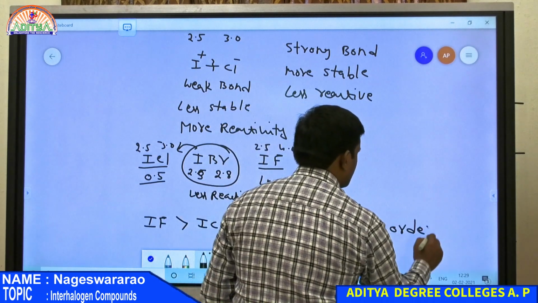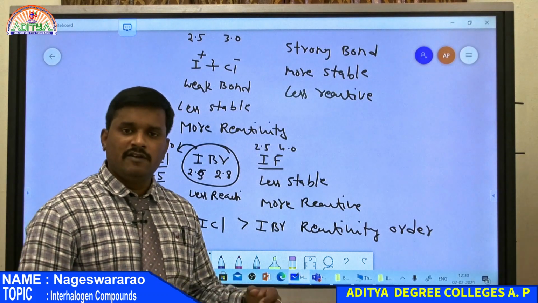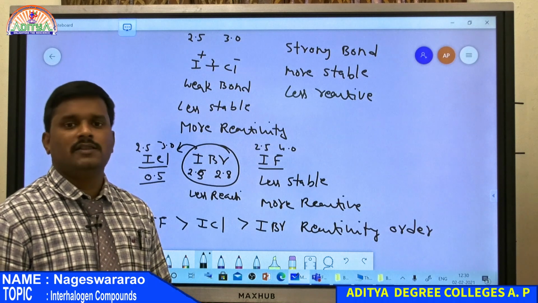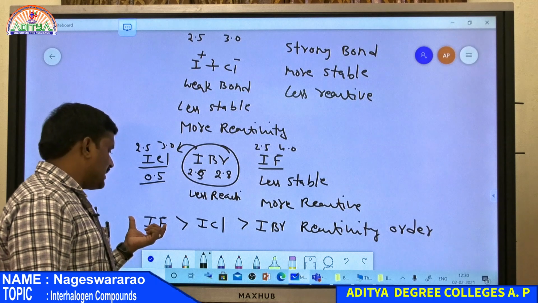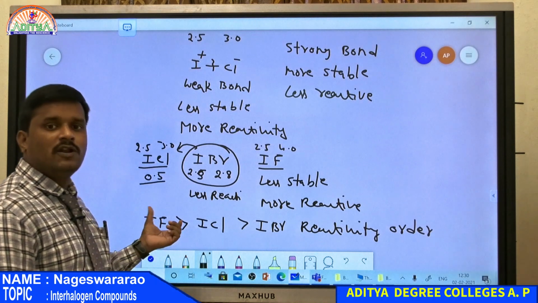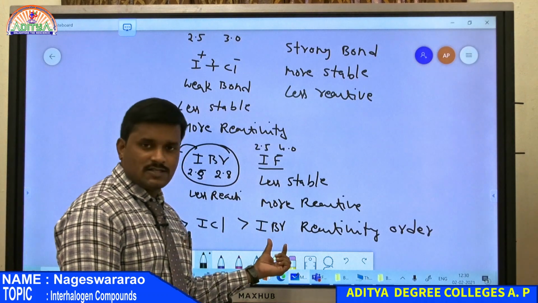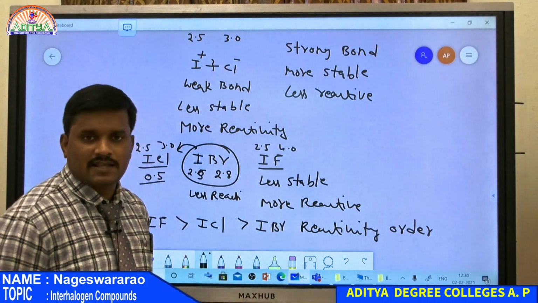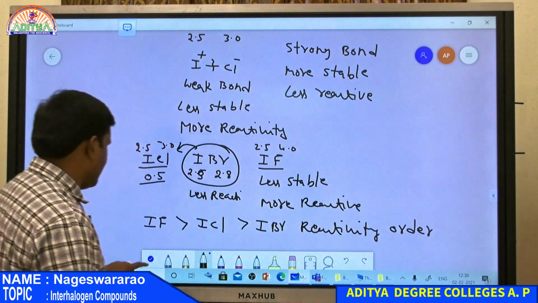So the final conclusion is, if there is a large electronegativity difference between two halogens present in an interhalogen compound, then it is more reactive. So in IF, there is a large electronegativity difference between iodine and fluorine. Therefore, it is more reactive. If the electronegativity difference between two halogens in an interhalogen compound is less, then it is less reactive. So, reactivity is based on electronegativity difference.